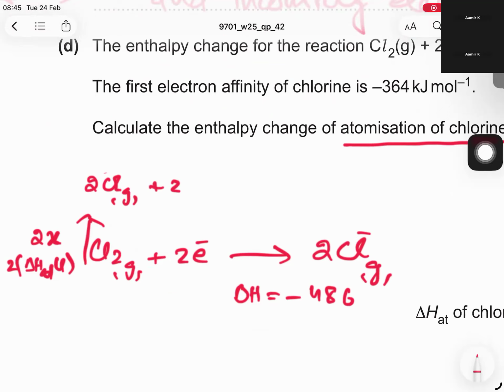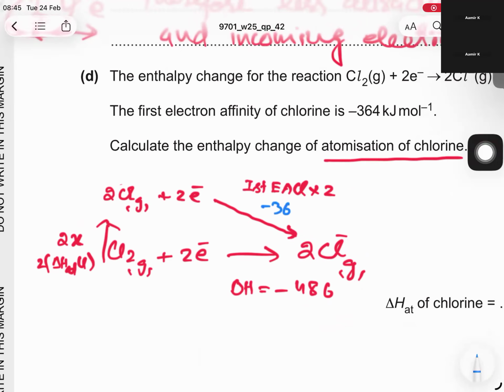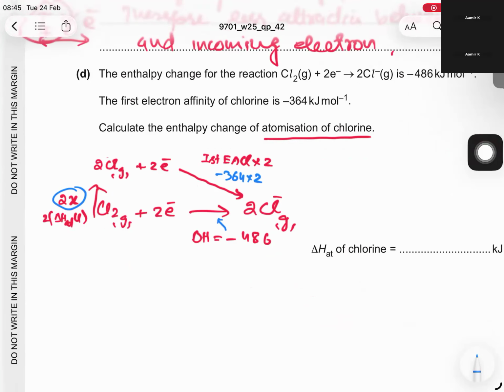Then these two gaseous atoms are going to gain 2 electrons and become 2Cl negative. And this is again the first electron affinity of Cl multiplied by 2, because there are 2 moles of chlorine atoms. So now if you look at the data, we have this value, minus 364 times 2. We need to find this value, so I'm going to write it as 2x. And we have this value, minus 486. So it means we can make a Hess cycle.